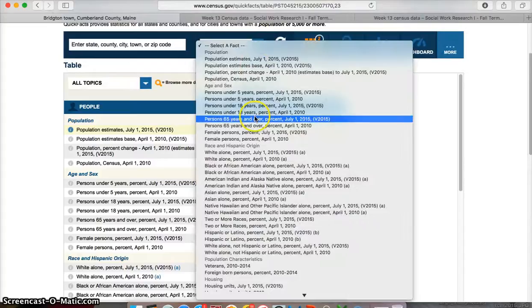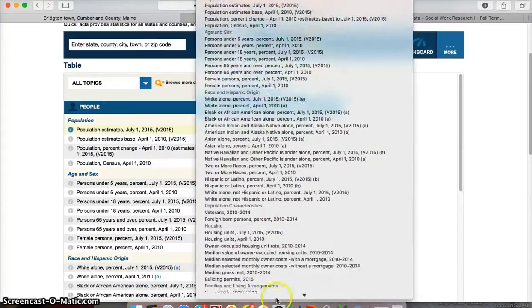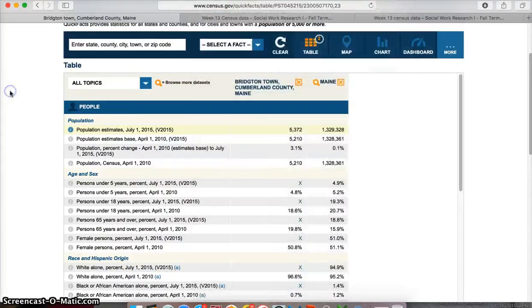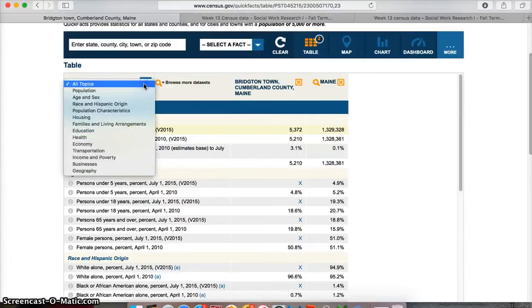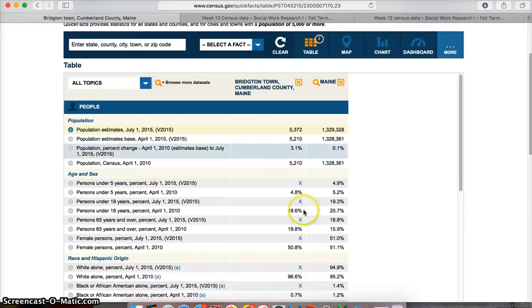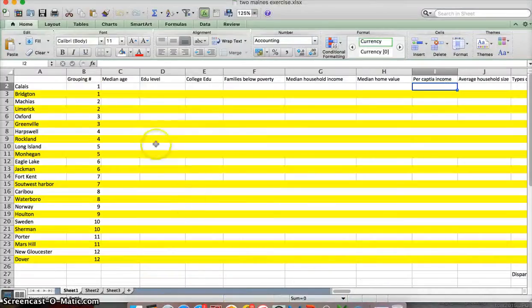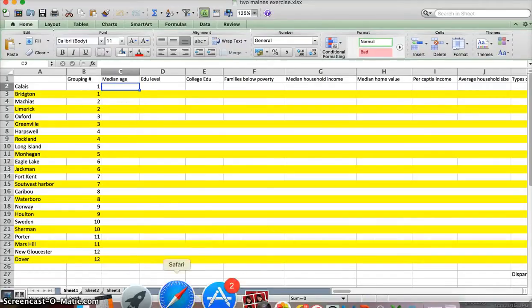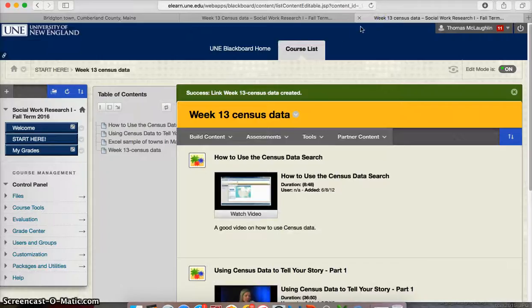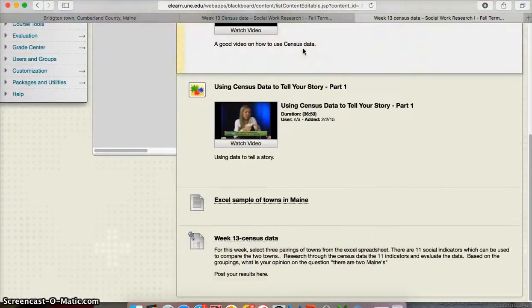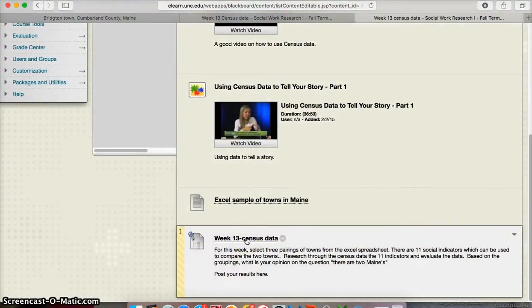So you can come down here and you can get the income, the housing, and all that stuff, all based on Bridgeton. So here under the town of Bridgeton, you can get the income, the poverty, the type of business, the type of work they do. So you would take that information and put it in under Bridgeton. You do the same thing for Calais. And then in the course, you're just going to post what the findings are here under the census data. So I hope this is helpful, and I look forward to your findings. Thank you.